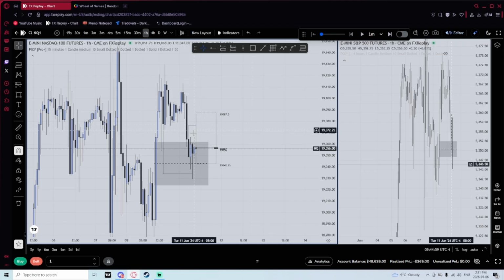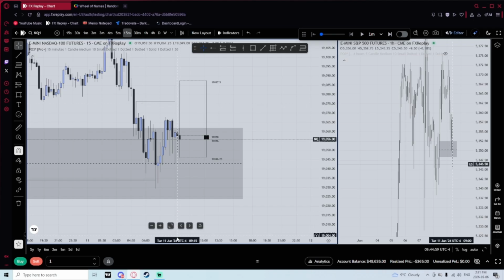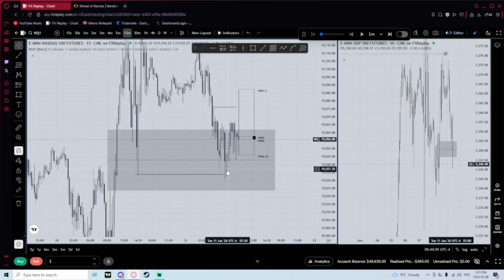Beautiful rejection off the 1-hour. This is weird. I don't really want to short this, though. I'm going to be quite frank. We swept a low inside of a higher time frame PDA. Technically, this low should be protected, so I'm not shorting.